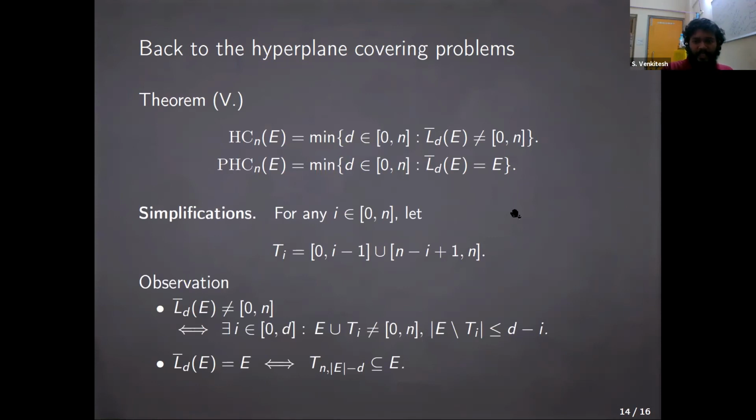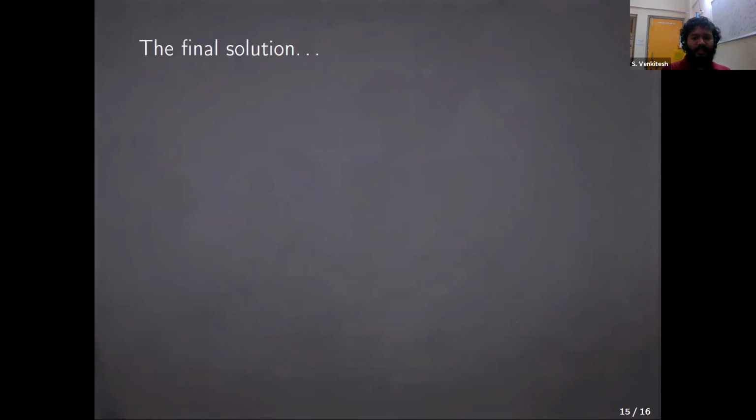And the condition that LD bar is not equal to the full set 0 to n is exactly this: there is some I between 0 and D such that E union Ti is not full, and the size of E minus Ti is at most E minus I. The condition that LD bar of E is equal to E says exactly that T of mod E minus D is contained in E.